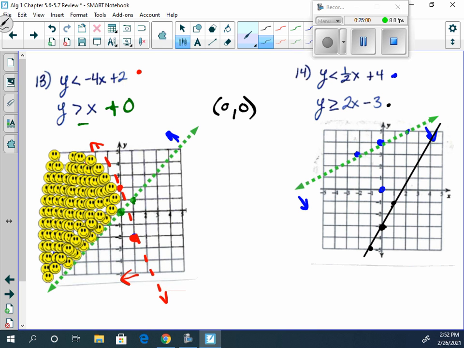We still need to check the point 0, 0. 0 is greater than or equal to 2 times 0 minus 3.